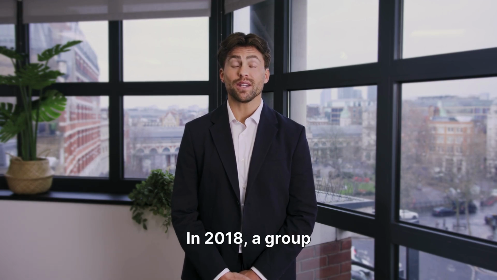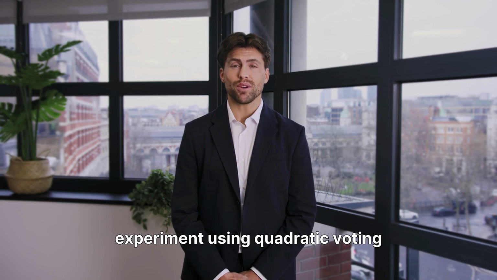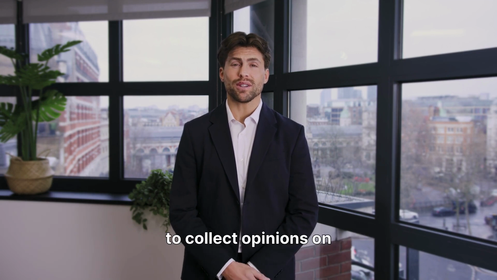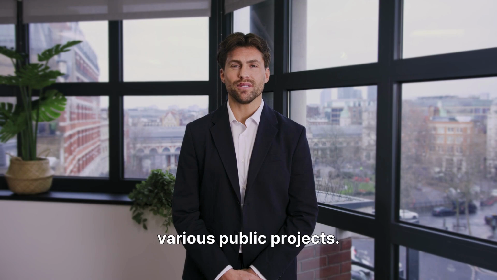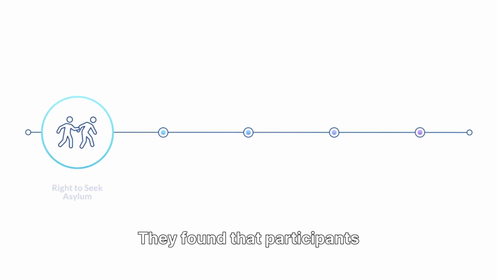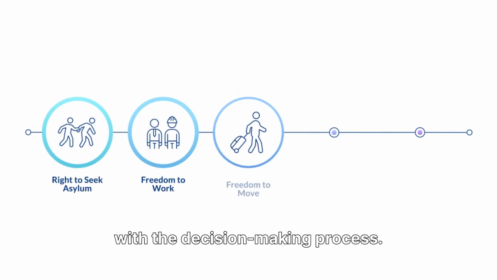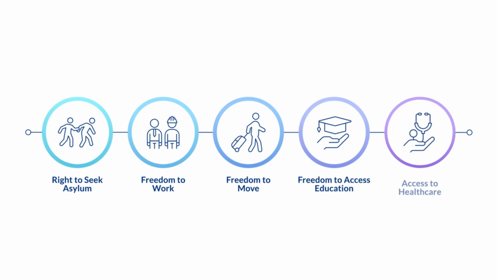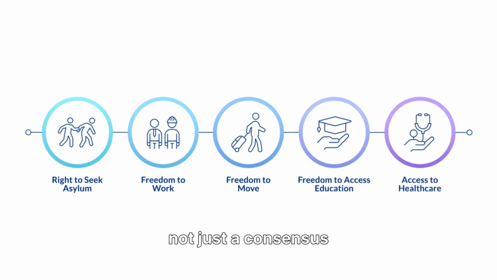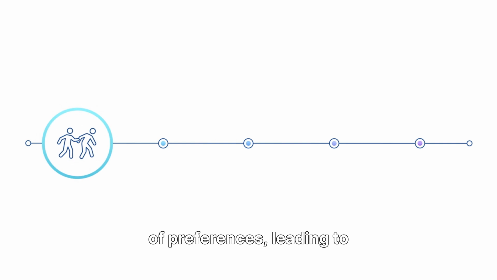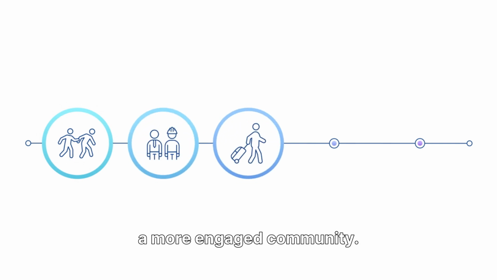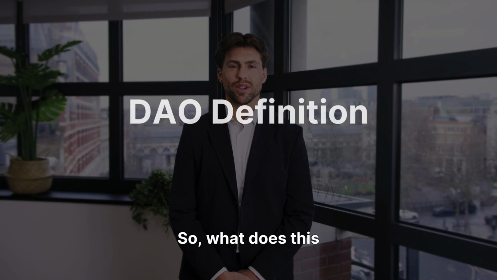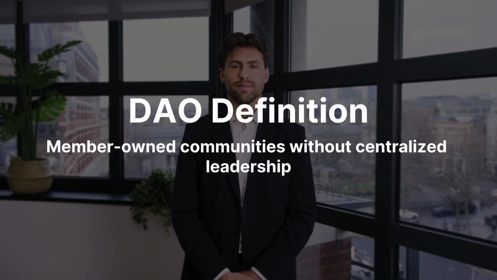In 2018, a group of researchers conducted an experiment using quadratic voting to collect opinions on various public projects. They found that participants were much more satisfied with the decision-making process. The resulting projects reflected not just a consensus but also the intensity of preferences, leading to a more engaged community. So, what does this mean for DAOs?